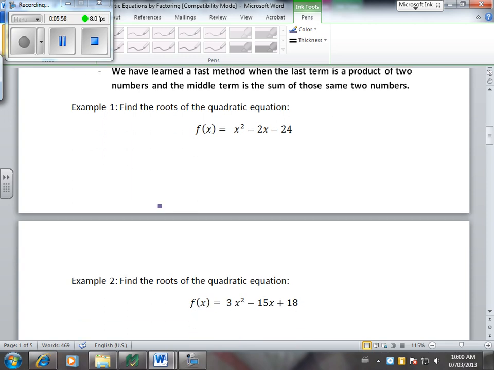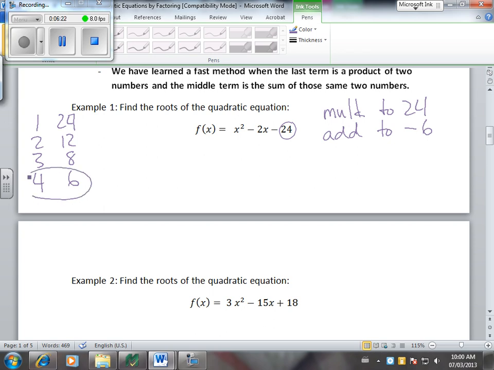So I need it to multiply to 24 and add to negative 6. Let's write out my factors of 24. I have 1 and 24, 2 and 12, 3 and 8, and 4 and 6. Do any of those have a difference of 2? They do. I'm going to use these ones.